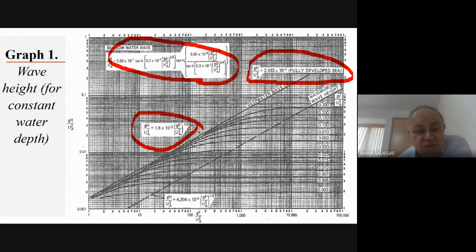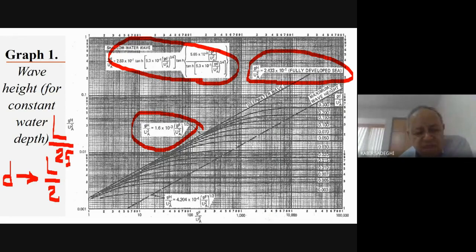When you say shallow water, deep water, you should check the water depth and calculate D. If you have D, you should compare that with L over 2, and also L over 25, and you say whether it is transitional or not. Actually, L over 25, you remember, it was 4%. The other was 50%.